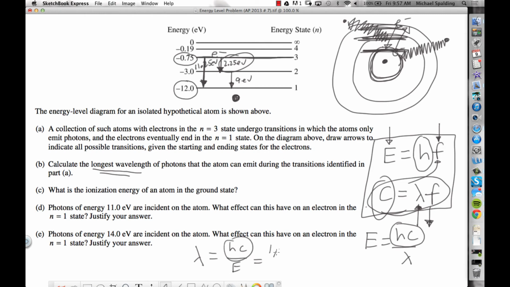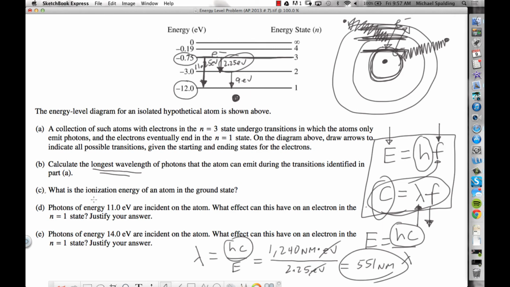Hc is 1,240 nanometer electron volt, and then plug in our smallest energy, 2.25 electron volts. The electron volts cancel, and we get the answer, 551 nanometers. Okay, moving on.